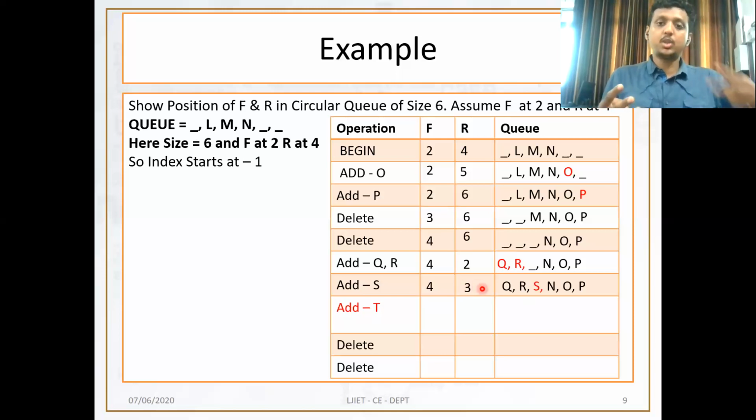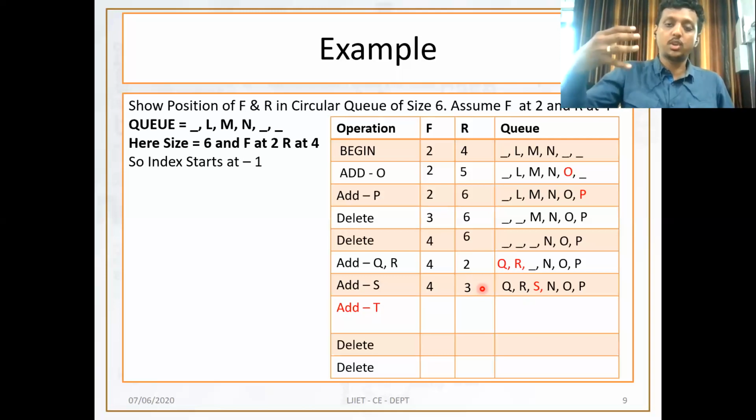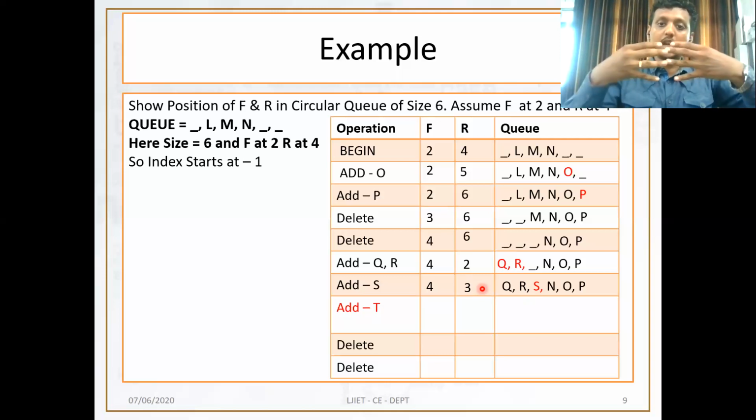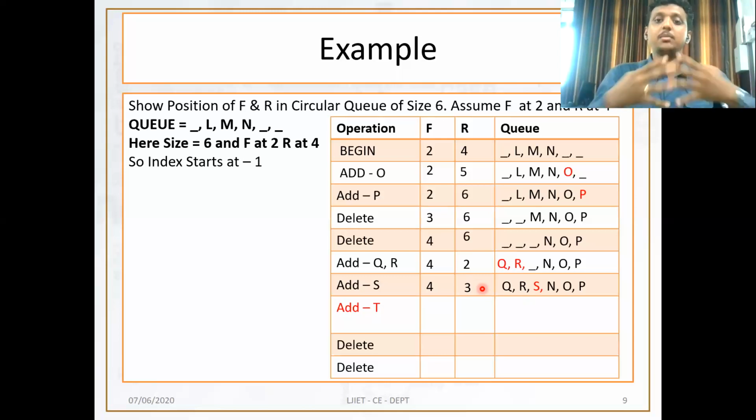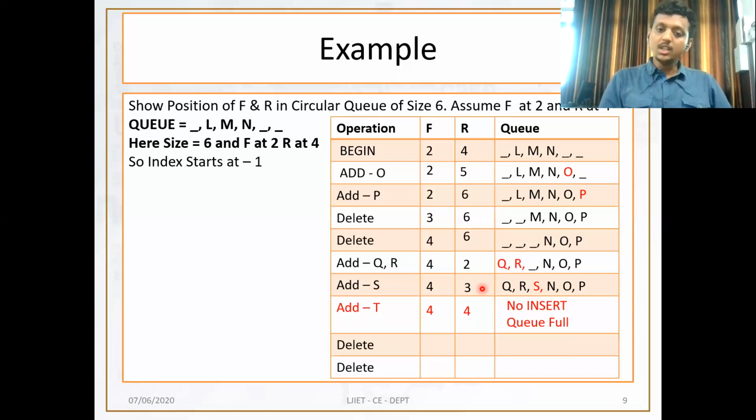Fine. Now step number 2. Check whether F and R are both the same or not. See, rear becomes 4, and F is already 4. Both are the same. That means the queue is full. So as the queue is full, we cannot insert anything. Front and rear are both the same, so I'm not able to insert anything. Is that clear? Now the rear pointer is set back to its previous position.